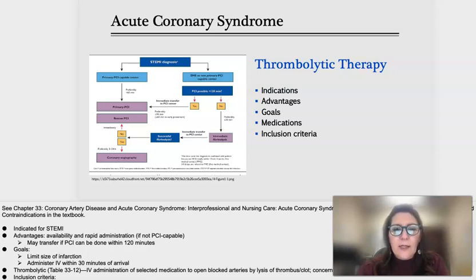But you want to give thrombolytic therapy. It's indicated for a STEMI. The advantages are the availability and rapid administration. You might transfer if the PCI can be done within 120 minutes. So we want to limit the size of the infarction, you just want it to keep going. And you want to administer the IV within 30 minutes of arrival. So they need to have chest pain for less than 12 hours, and the 12 lead shows a STEMI.